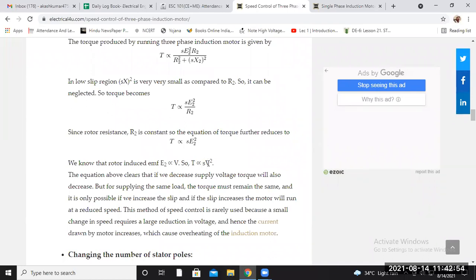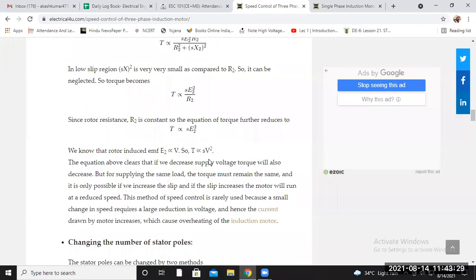V squared. So if we increase the value of the supply voltage, the torque will increase, and if we decrease the supply voltage, the torque will decrease. There is only one consideration: the variation of the voltage should be very small, because if the variation is high, the torque changes a lot. Let us say the voltage has a 2% variation, that means the torque will vary by 4%, as the torque is proportional to the V squared term. That concept is completed in controlling supply voltage.